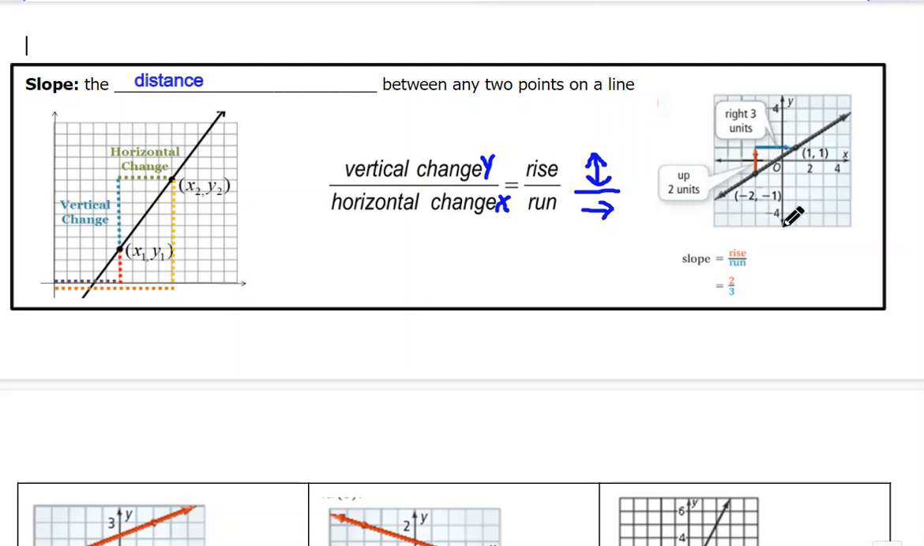Because up and down is our y-axis, right? And change in x is our left and right axis, right? So change in y over change in x.